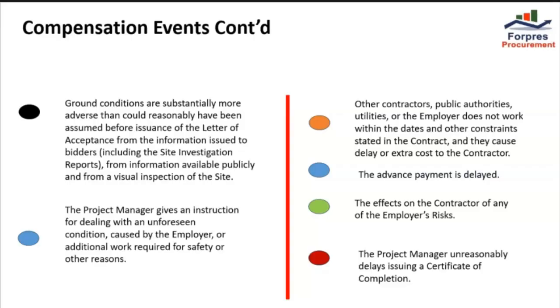If a compensation event would cause additional cost or would prevent the work being completed before the intended completion date, the contract price shall be increased or the intended completion date shall be extended. The project manager shall decide whether and by how much the contract price shall be increased, and whether and by how much the intended completion date shall be extended.